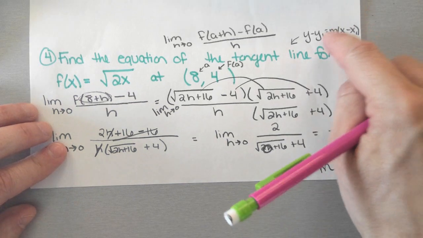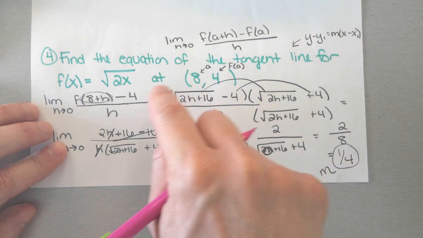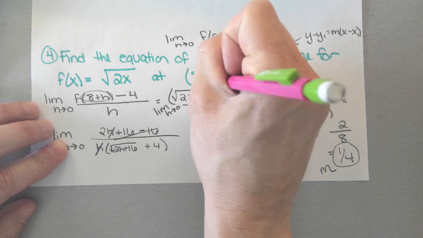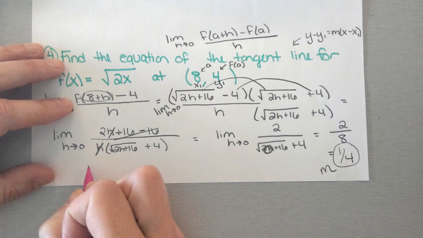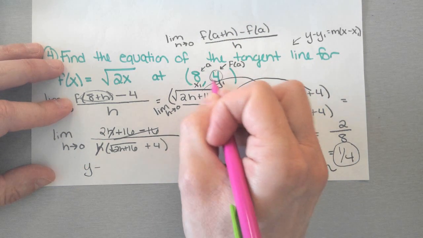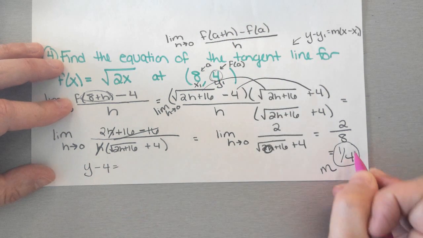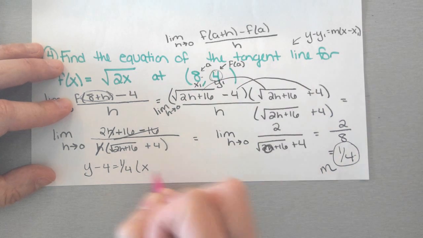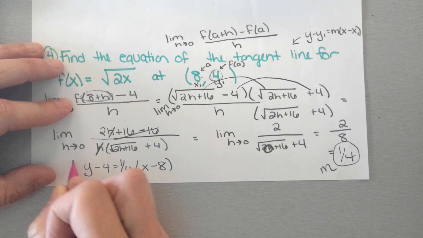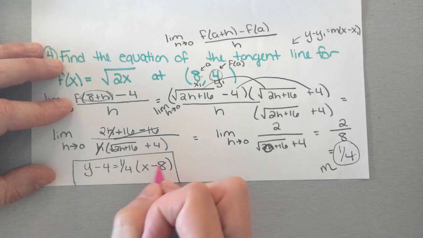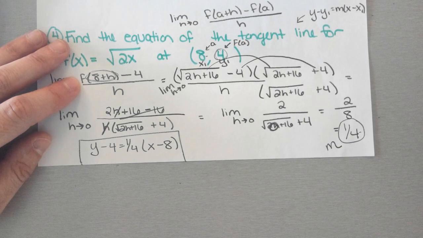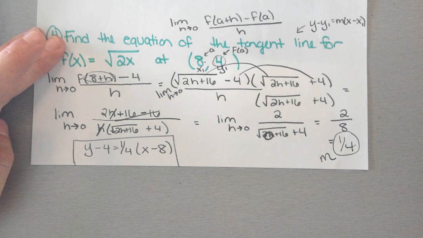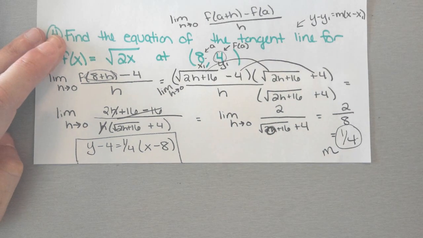And then I'm going to plug that into my formula along with my points. And instead of thinking of it as a and f of a, I'm going to think of it as x1 and y1 this time. So y minus y1 equals m times x minus x1. And this is the final answer. If you want to distribute and then move over the 4 and put it into slope-intercept form, you can. You do not have to. Are you ready? We have 2 more.